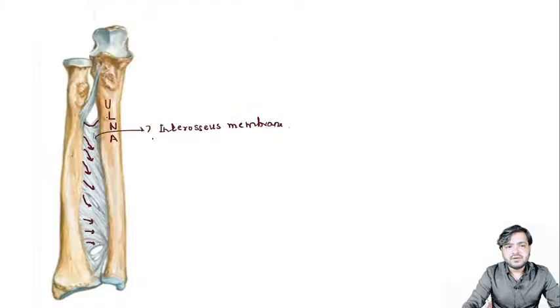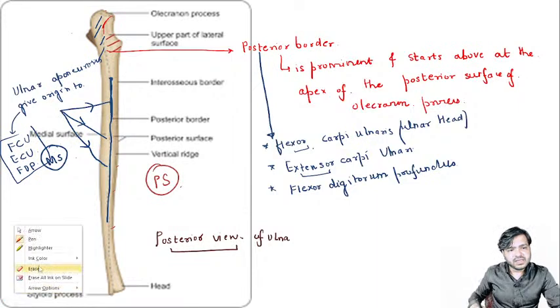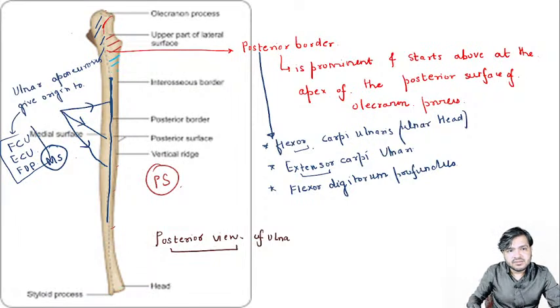Apart from that guys, if I want to talk about the posterior surface, the area between the posterior border and interosseous border is the posterior surface. You will be able to find the posterior surface which I am highlighting with the blue color. Remember that on the posterior surface you will see three muscles. Yes, it is a flattened tendon, Nazi, very good. So three muscles will originate.